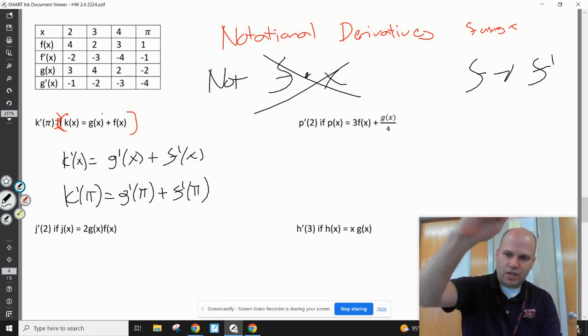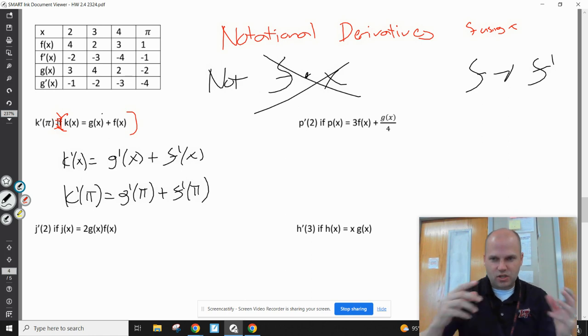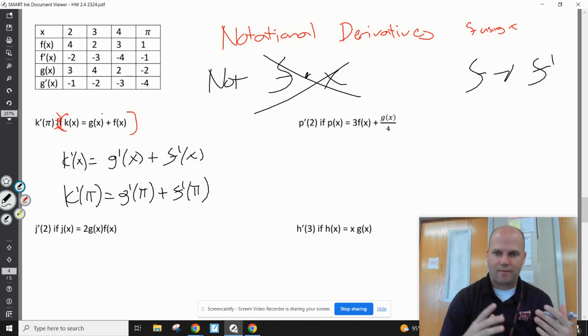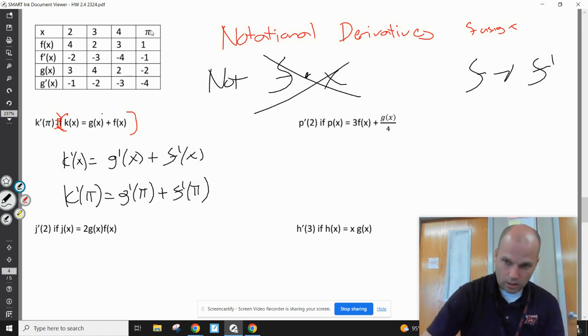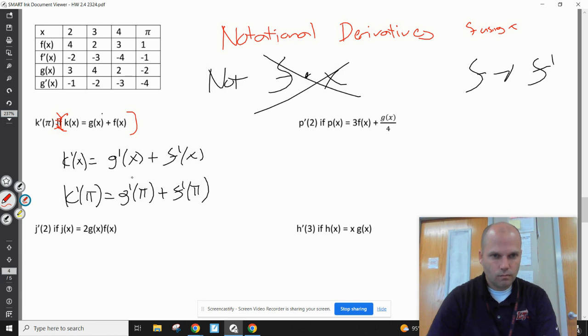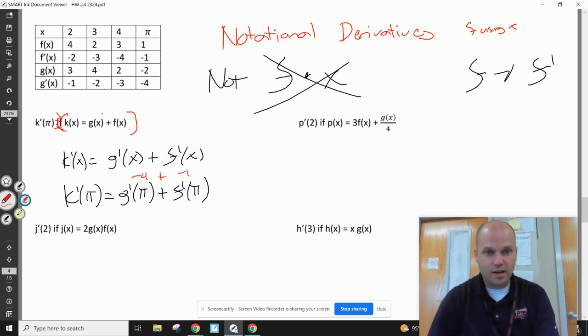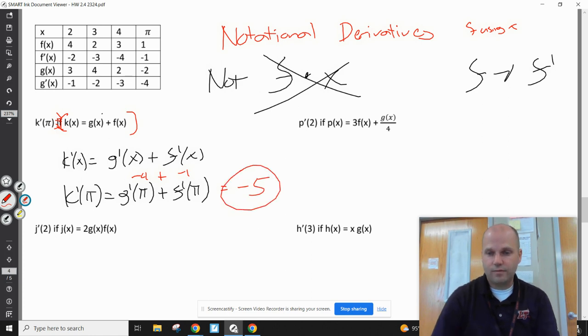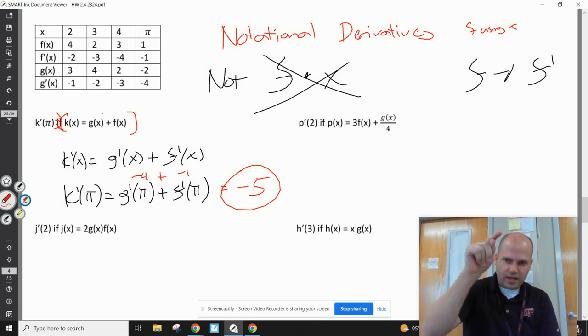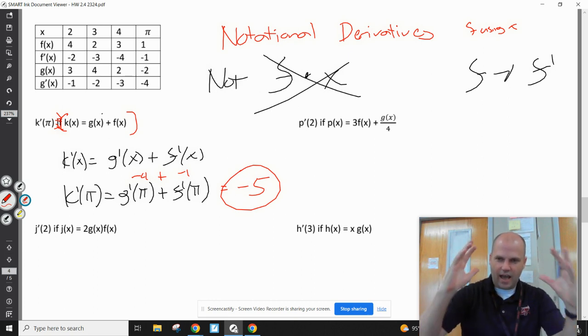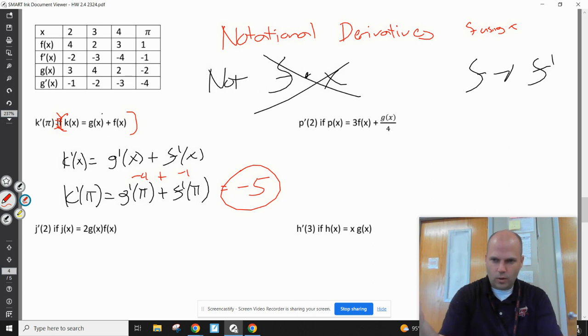Now, on this page, you're given the information. On the next page, you have to get the information from a graph that you see. I can look here. When X is pi, G prime is -4. F prime is -1. And we get a numerical answer here, -5. Okay? We don't have any equations to help us. Don't think of it as F times. It's just F, the equation.